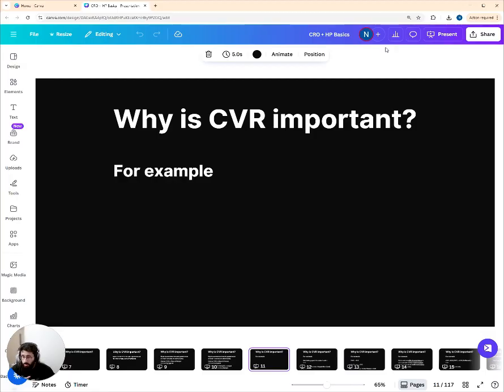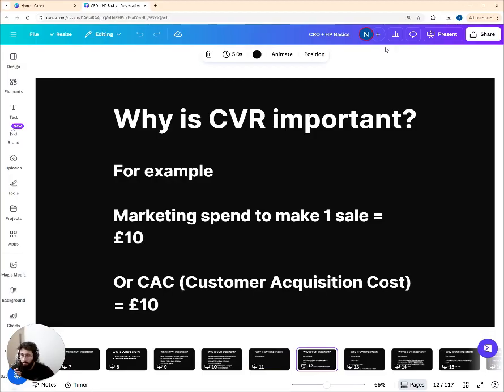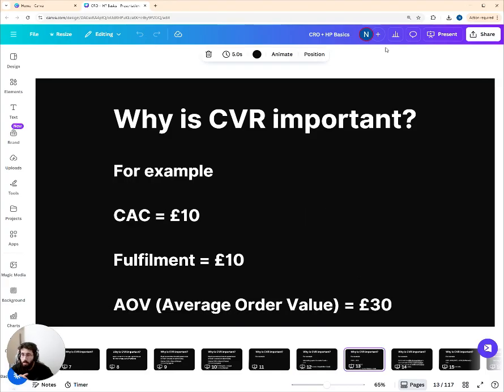Now, let's run through a few examples here. If the marketing spend it takes to make one sale is £10, then that means that your CAC, or your customer acquisition cost, is £10. So if we have a CAC of £10, so it costs us £10 to make one sale, and our fulfillment costs £10, which is manufacturing the product and shipping it to the client. And let's say that our average order value is £30.